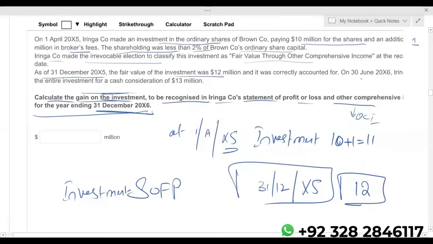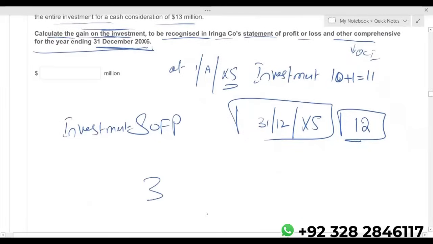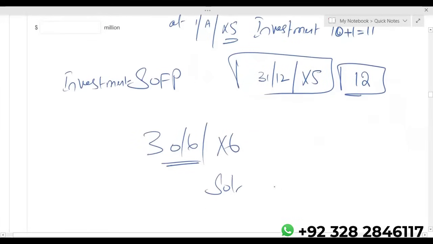On 30th June X6, Erenga company sold the entire investment for a cash consideration of 13 million. On 30th June X6, investment was sold for 13 million. Now listen to me carefully. Logically.